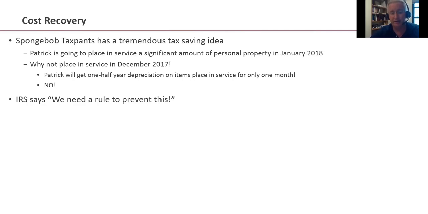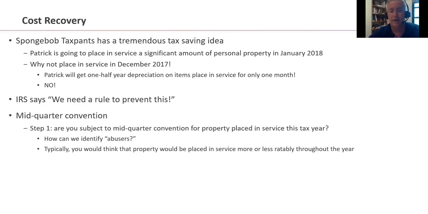So how are we going to define this rule? Well, we're going to call it the mid-quarter convention. And what we're going to do is we're going to identify taxpayers who are overloading the fourth quarter of the year with new assets placed in service. Because really, over time, property should be placed in service ratably every month. It should be randomly distributed in a uniform fashion across all years and all months. So we need to find out who's abusing that.